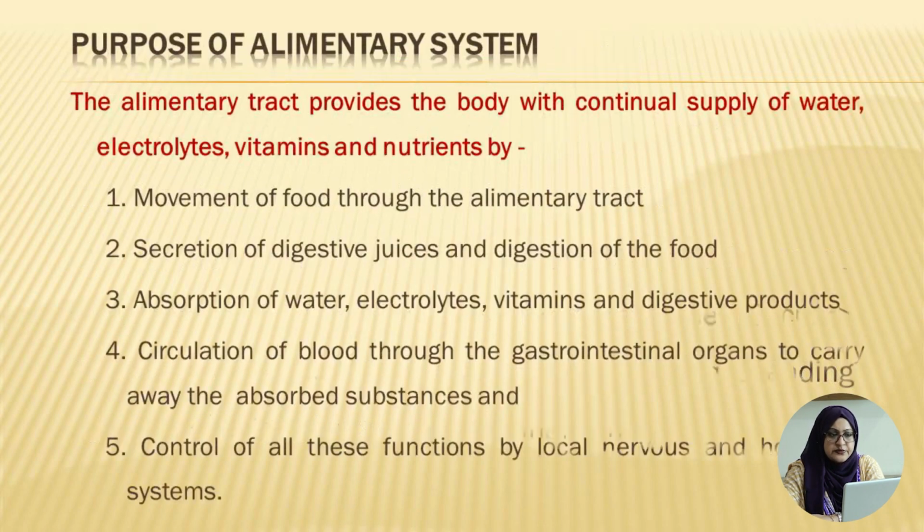canal. What is the purpose of the alimentary canal? The alimentary tract provides the body with a continual supply of water, electrolytes, vitamins and minerals by, number one, movement of food through the alimentary tract. Number two is secretion of digestive juices and digestion of the food. Number three is absorption of water, electrolytes, vitamins and digestive products. Number four is circulation of blood through the gastrointestinal organs to carry away the absorbed substances. And lastly, control of all the functions by the local nervous and hormonal systems of our body.